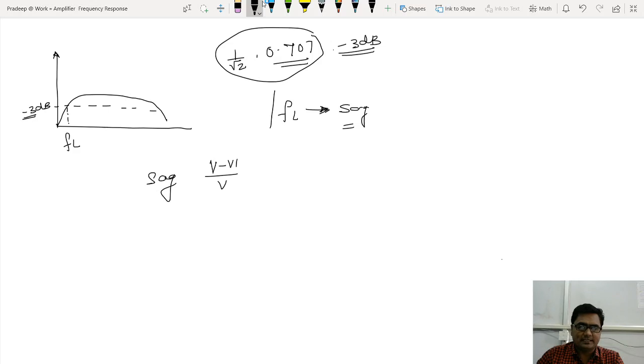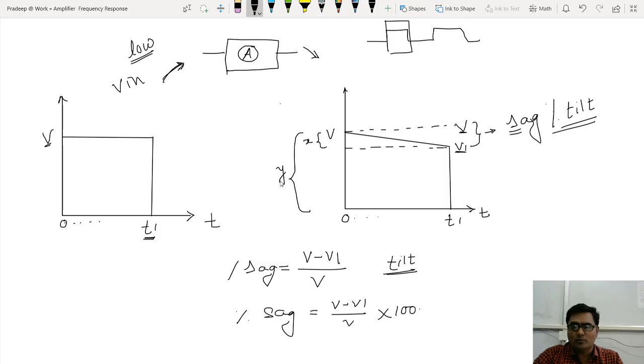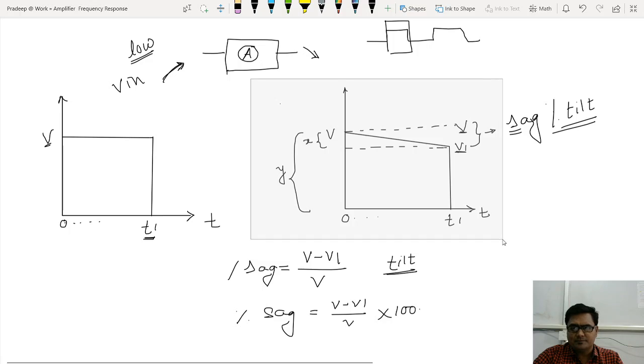Let me write it here. Sag is equal to... what is T1? T1 is the pulse width. Understood? So can I copy that thing? Let me check if I can copy that much part.